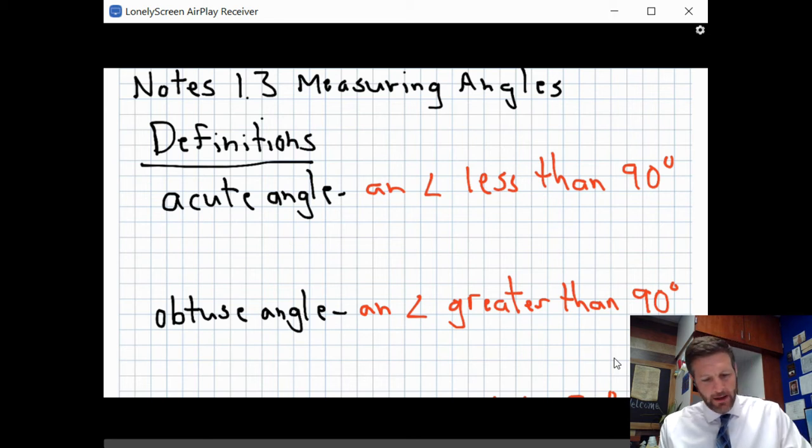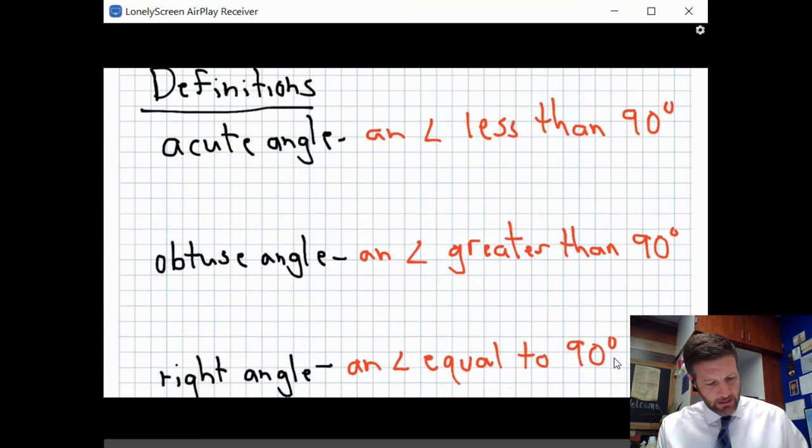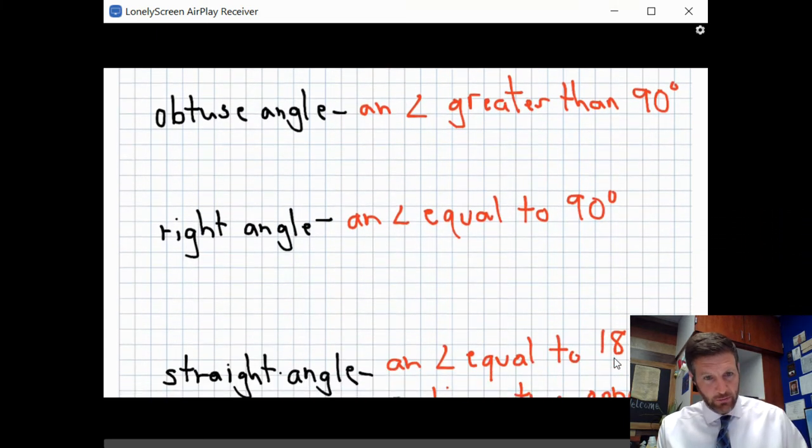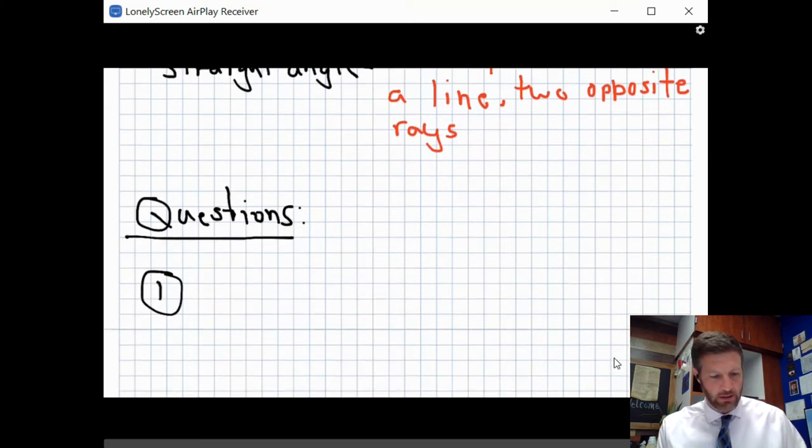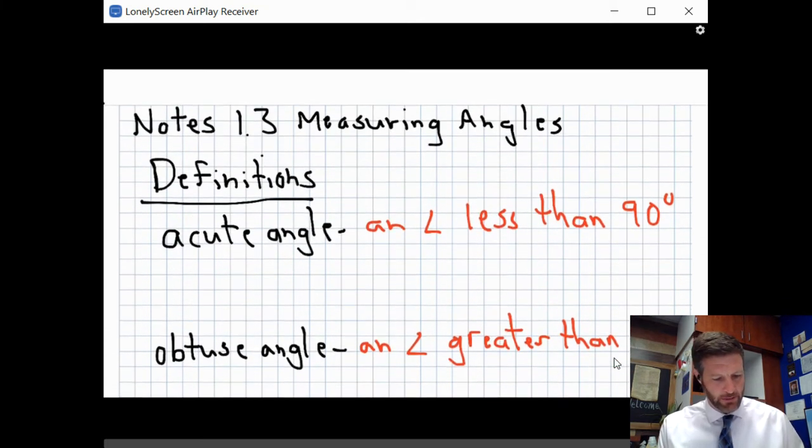So here we go. We've got definitions. We're going to be talking about angles now. We're moving on from lines and planes and segments to another key aspect of geometry and shapes, which is the direction or the way in which those lines and segments interact with each other. We call those angles. We're going to be looking at acute angle, obtuse angle, right angle, and straight angle, and then we only have one question for this particular assignment.